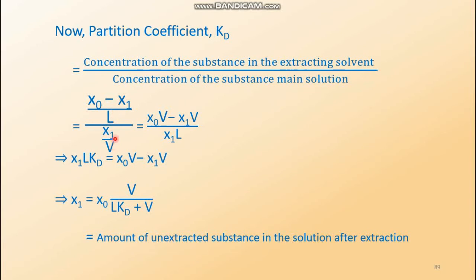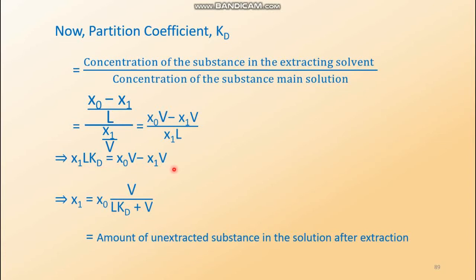L goes to the denominator and V goes to the numerator, multiplied with the terms with x0 and x1. So it becomes x0V minus x1V over x1 into L, and this is equal to Kd. Now let us rearrange this equation. After rearranging, we get x1 L Kd equal to x0V minus x1V.